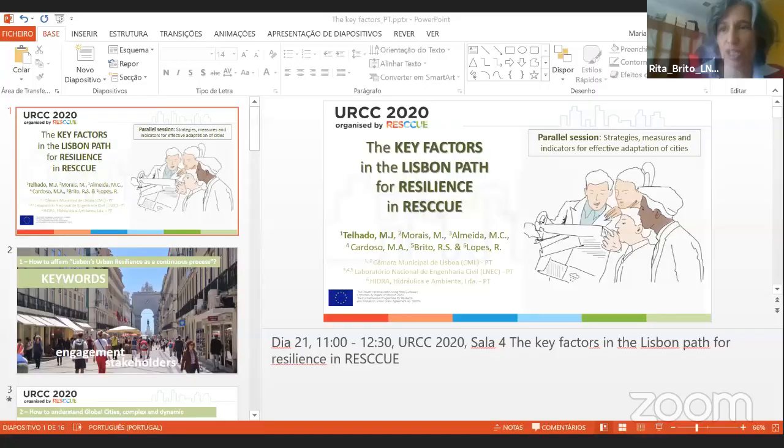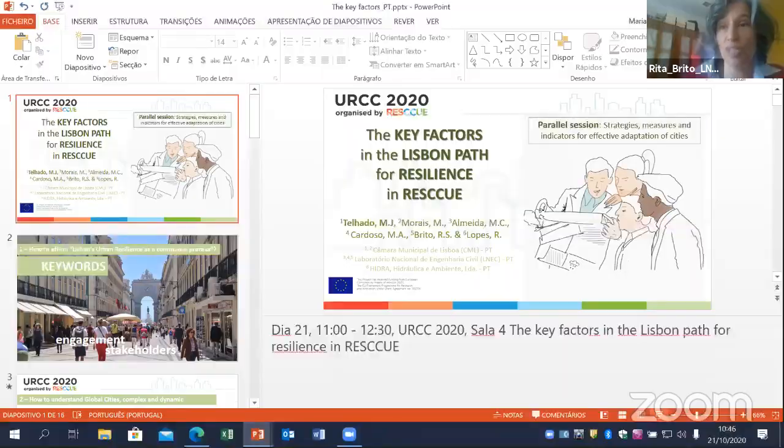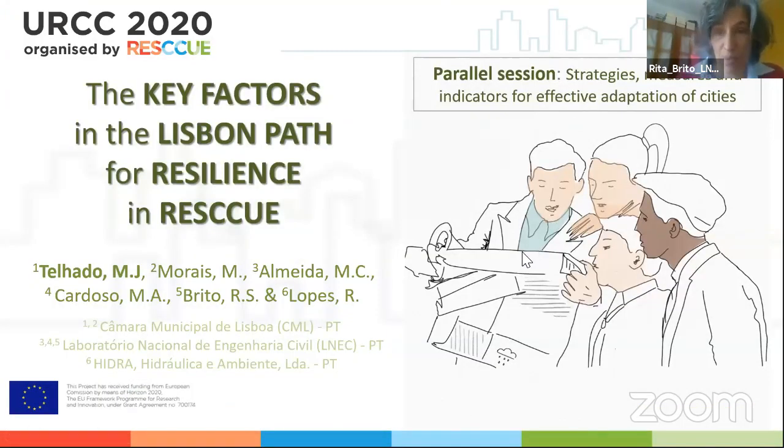We will now move to Maria João Telhado. Maria João has a degree in geography and regional planning and a master degree in GIS. Also post-graduation in training for teaching geography at secondary schools. But now she is the head of the Environment and Energy Division in the Lisbon City Hall for the last years. So, Maria João, please move ahead.